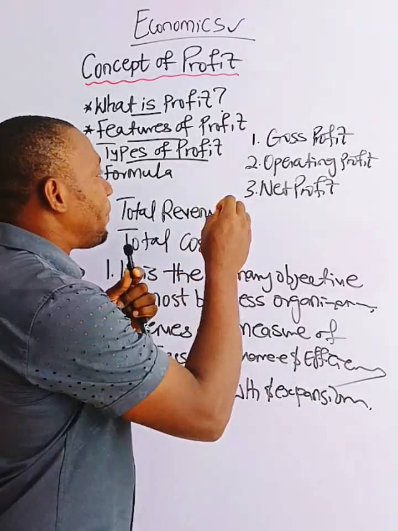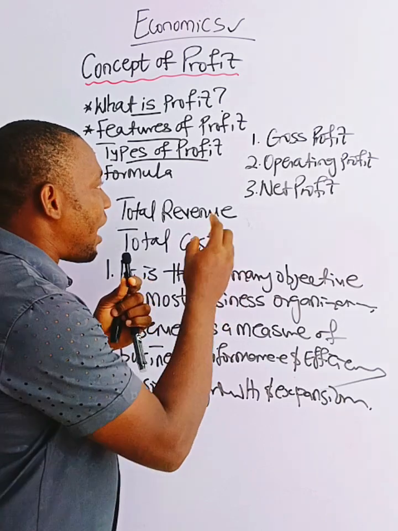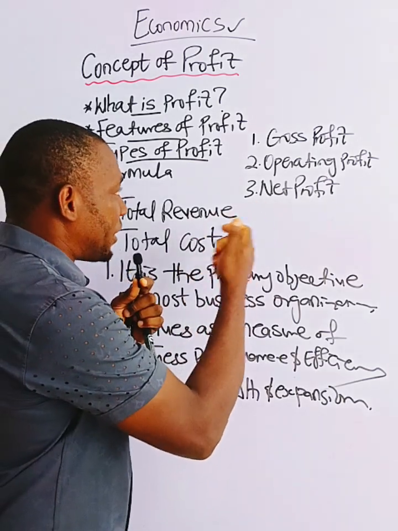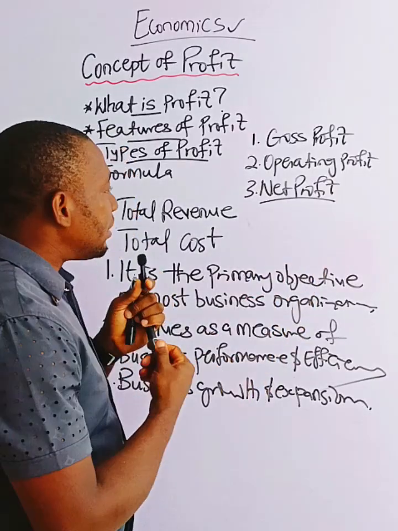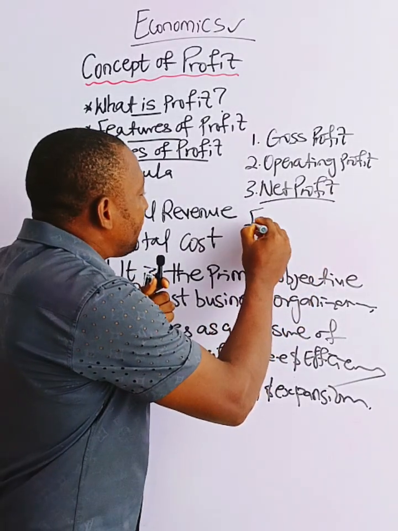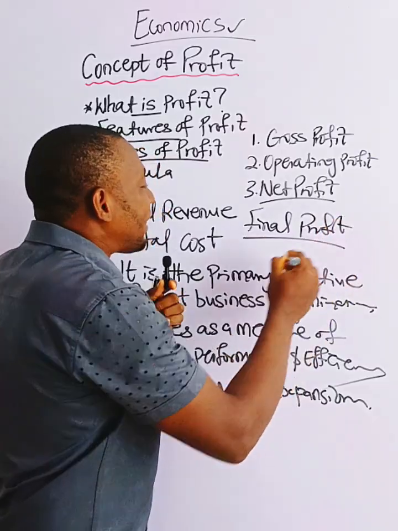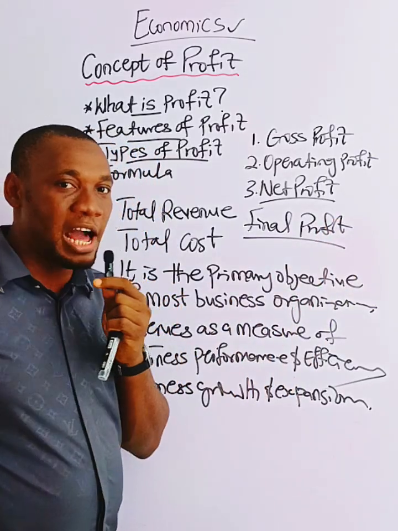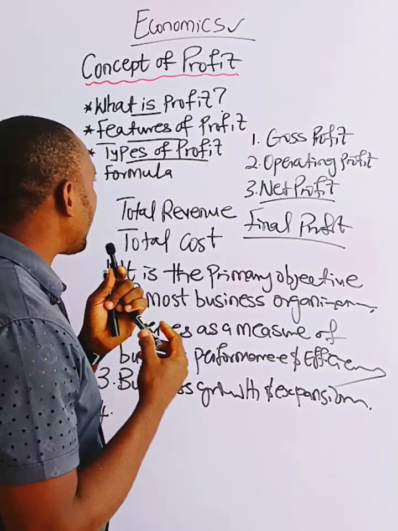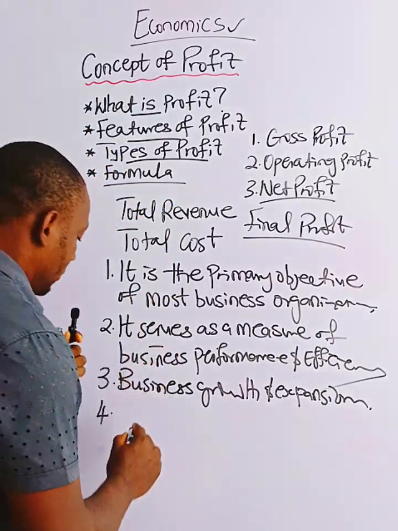Operating profit is the profit earned from core business operations after deducting operating expenses. All right, let's consider net profit. Net profit becomes the final profit after deducting all expenses, including taxes and interest. Are you following? All right, let's consider formula for profit.